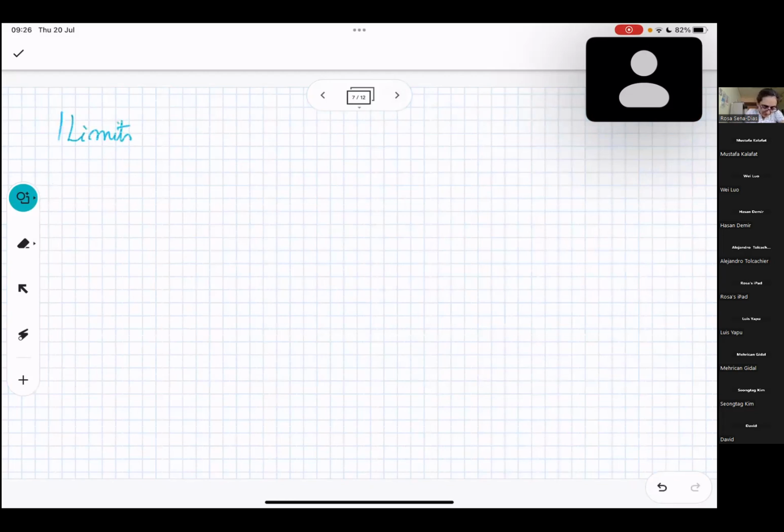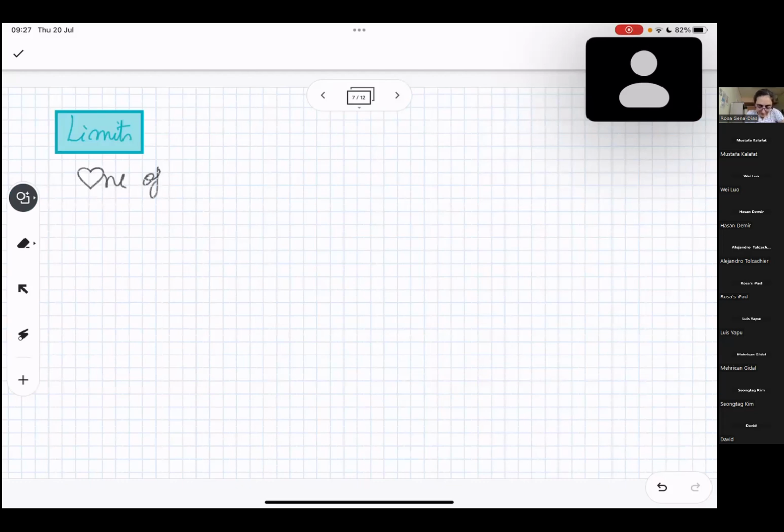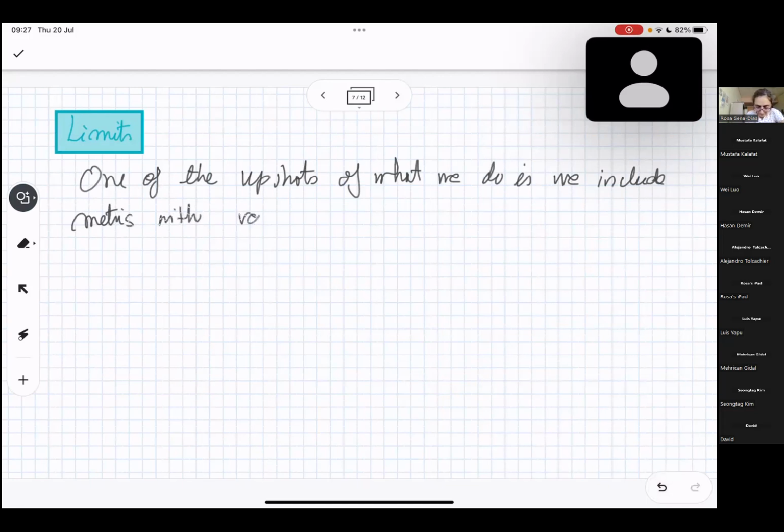Well, this brings me to my next topic. One of the upshots of what we do is we include metrics with very different behaviors into one family. I didn't say enough about our construction for you to understand. I'll say a little bit more later on, but it's a fact. Our construction comes in a family of metrics, and they are different metrics.